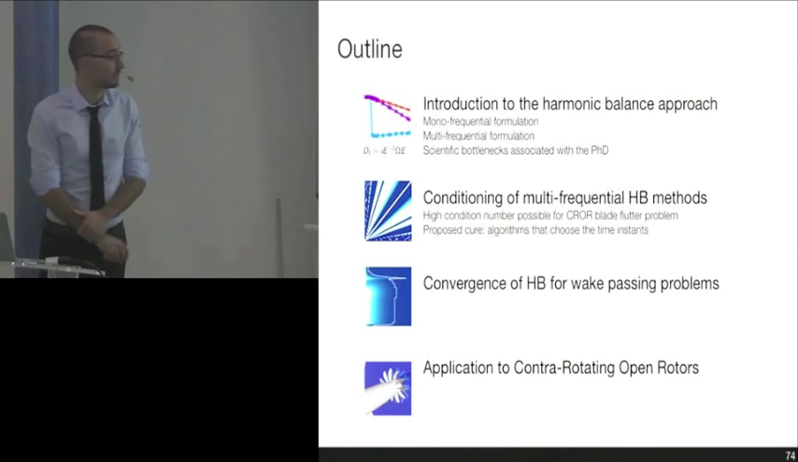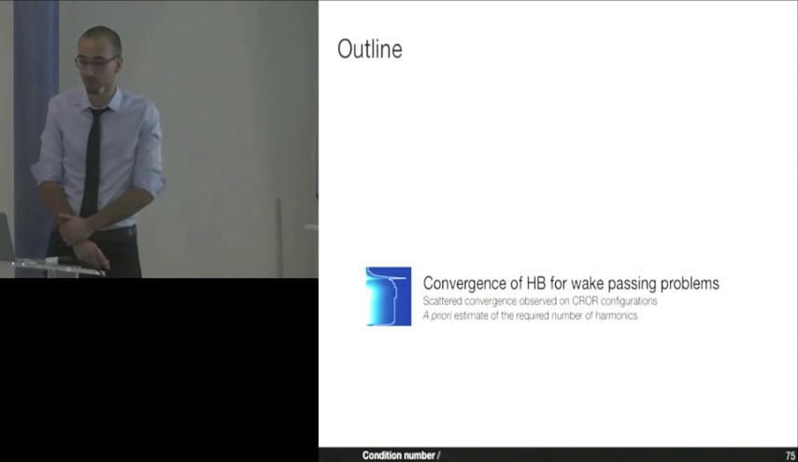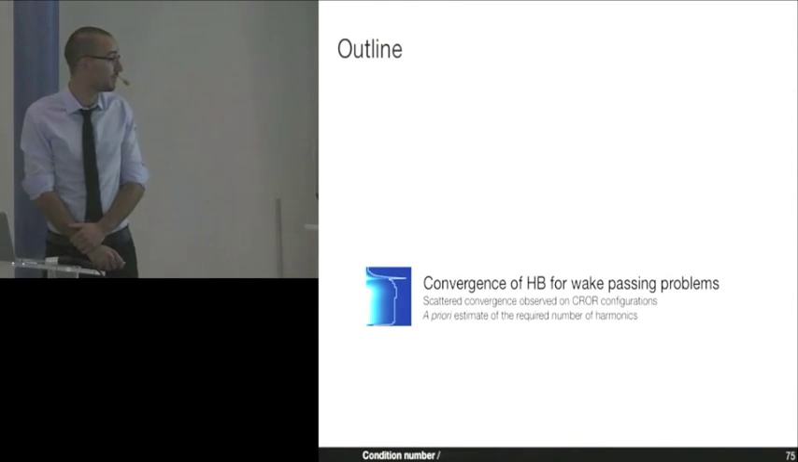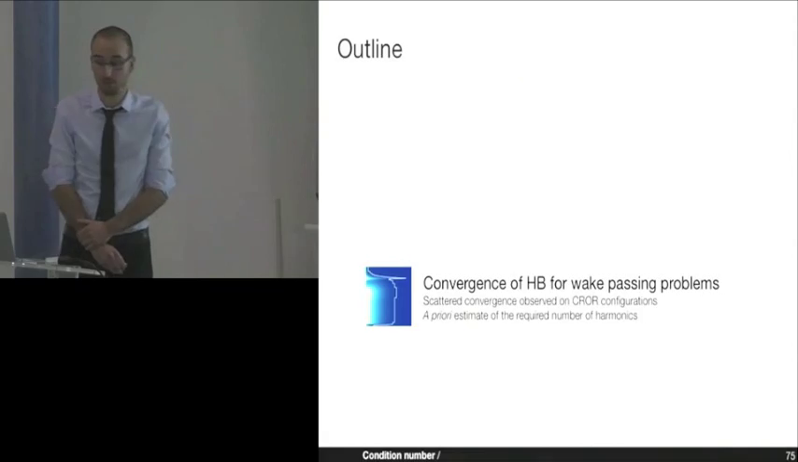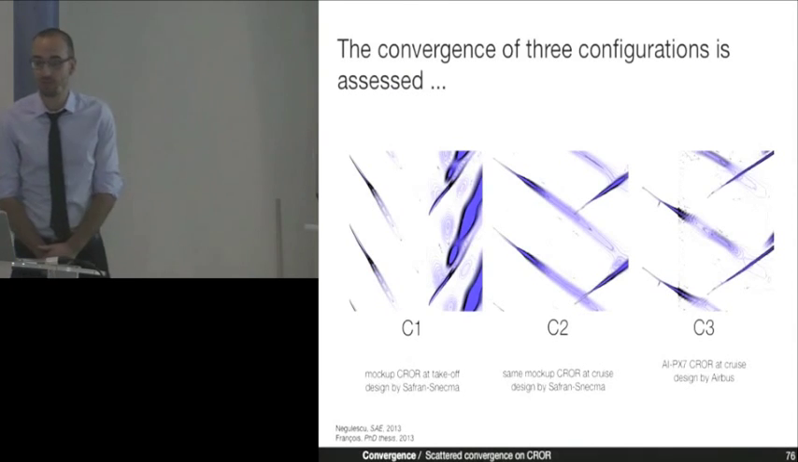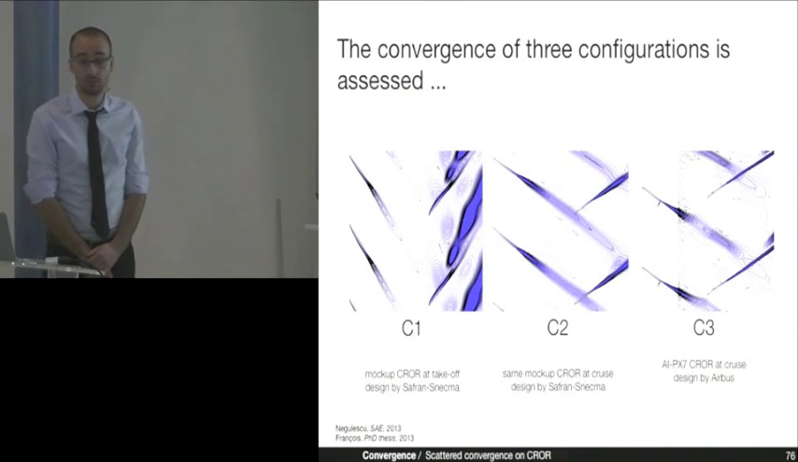So we'll divide this part in two subparts, where we'll show that we have a scattered convergence observed on CORRE configuration. And second, we will try to propose an a priori estimate of the required number of harmonics. So the convergence of harmonic balance will be assessed on three configurations, C1, C2, and C3.